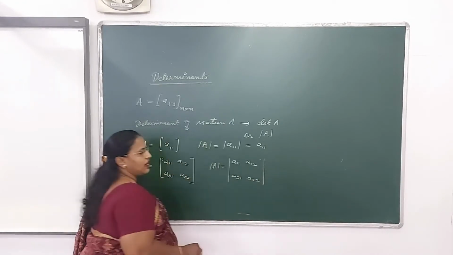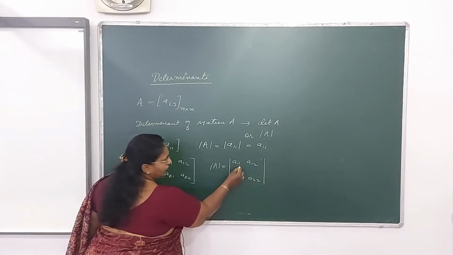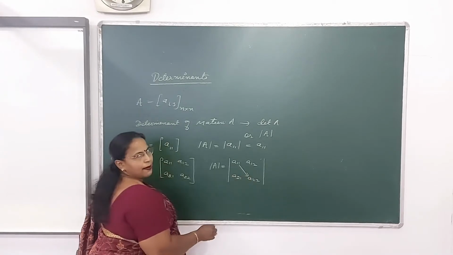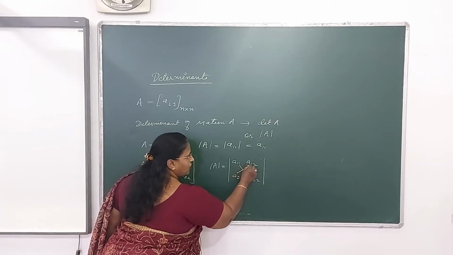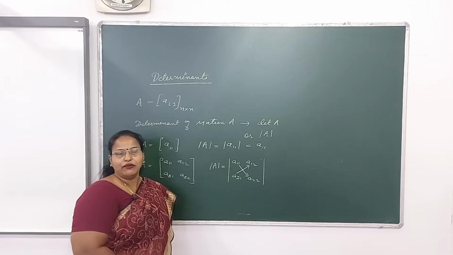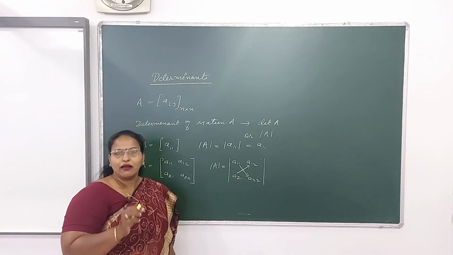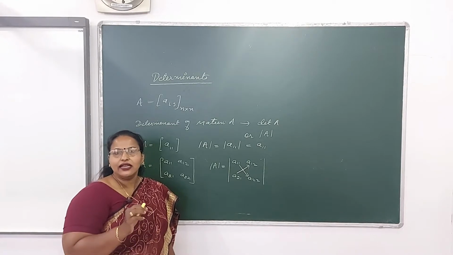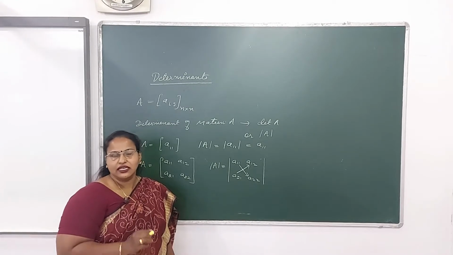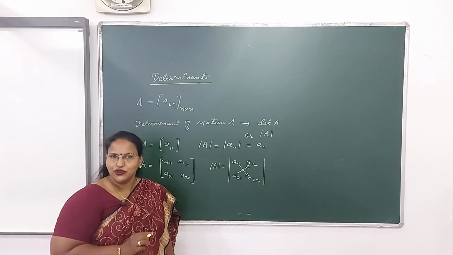Now how to simplify this? The determinant value will be equal to product of diagonal minus product of off diagonal elements. Now dear children, let me make it clear. Earlier also I have told you, in a square matrix the diagonal elements are defined as the elements Aij which obey the condition i is equal to j.